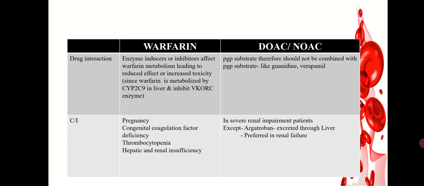Since warfarin is metabolized by CYP2C9 in the liver and inhibits the vitamin K epoxide reductase enzyme, enzyme inducers or enzyme inhibitors affect warfarin metabolism, which leads to reduced efficacy or increased toxicity respectively. Thus, drugs which are enzyme inducers and inhibitors are contraindicated with warfarin. Novel oral anticoagulants are P-gp substrates. Therefore, they should not be combined with P-gp inhibitors like quinidine and verapamil.